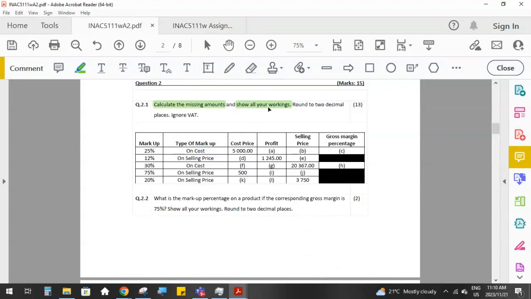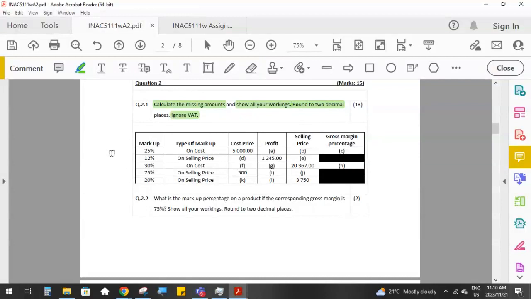If they say show your workings, you must write your workings down, because that's the way that you can get some method marks. Round to 2 decimal places. If they tell you to round, you must round, because that's what's required in the memo. And they said ignore VAT, which is telling us that in this question, we must pretend that these transactions were for a non-registered VAT vendor purchasing from a non-registered VAT vendor. In other words, VAT never entered into this question at all.